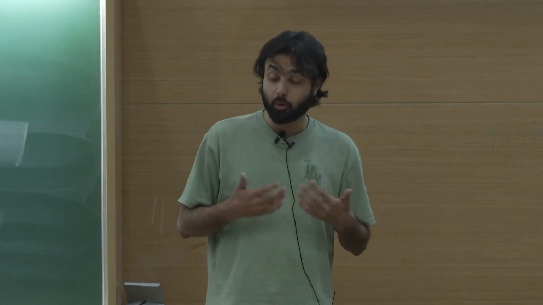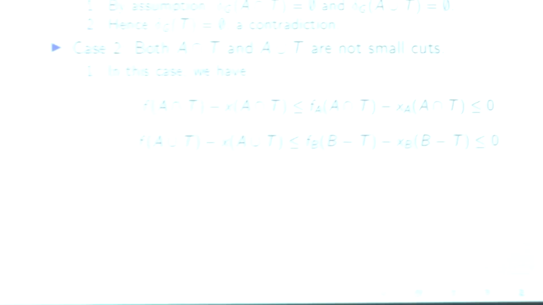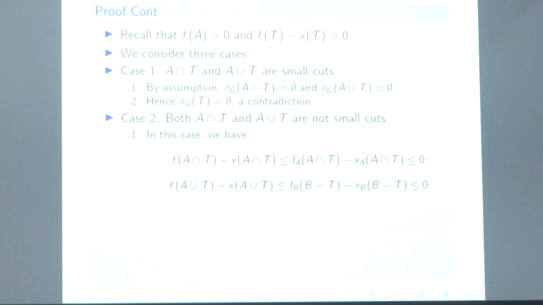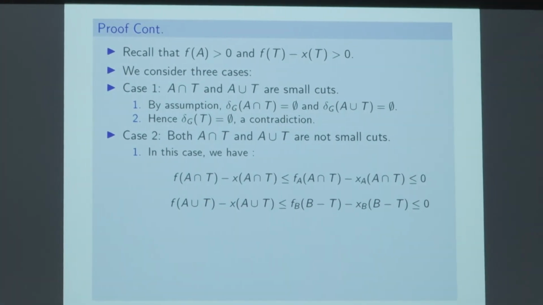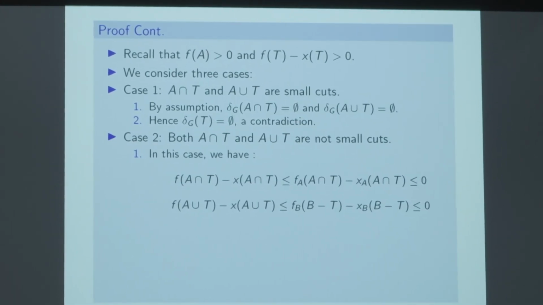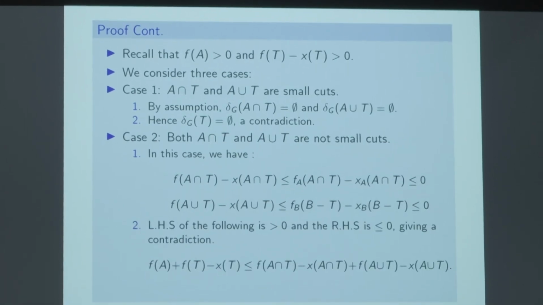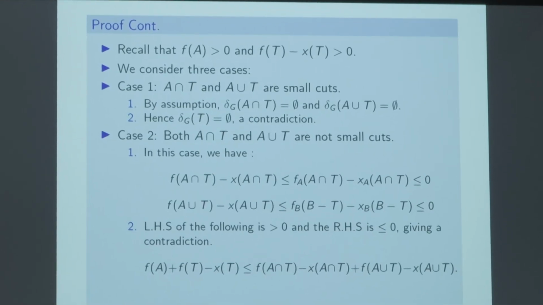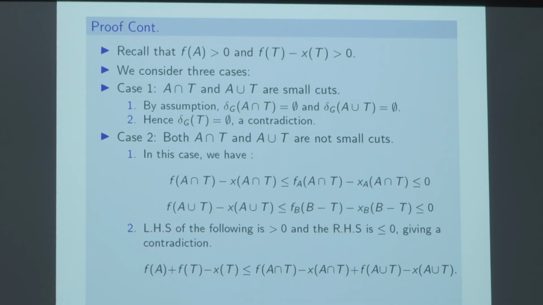Okay, so the other case is A intersection T and A union T both are not small cuts, right? In this case, again, if they are not small cuts, then for the smaller problems, I have a feasible solution. So F of A intersection T minus X of A union T, by definition of FA, is less than or equal to FA of A intersection T minus XA union T. So this is less than or equal to 0. So both these terms are less than or equal to 0. And so again, we get a contradiction because the right hand side is less than or equal to 0 and the left hand side is strictly greater than 0. Okay, great.